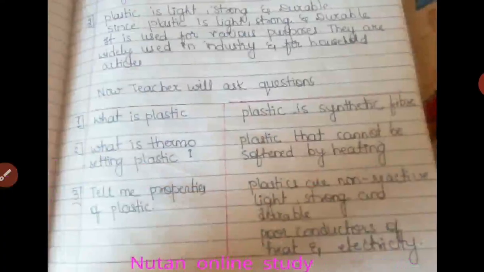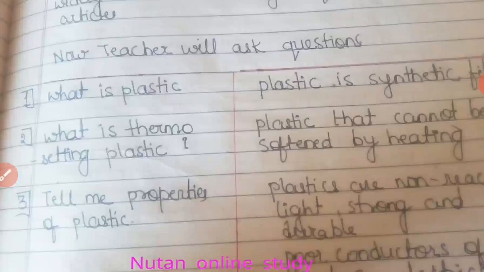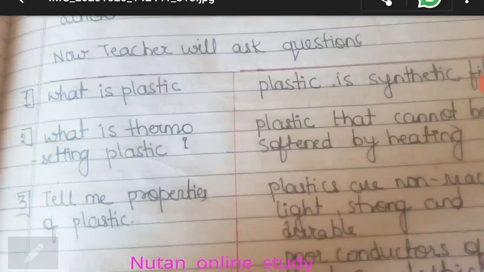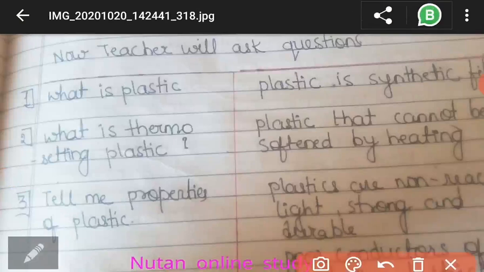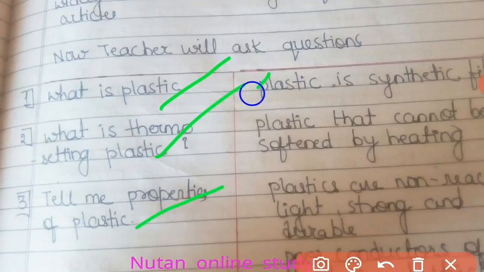And after explaining them properly, we have to ask some questions to students. Here I have added 3 questions. You can add up to 5 questions, okay? Maximum 5 questions you can ask students. What is plastic? What is thermosetting plastic? Tell me properties of plastic. So these are the questions that we have to ask students, and these are the answers that we expect from students.